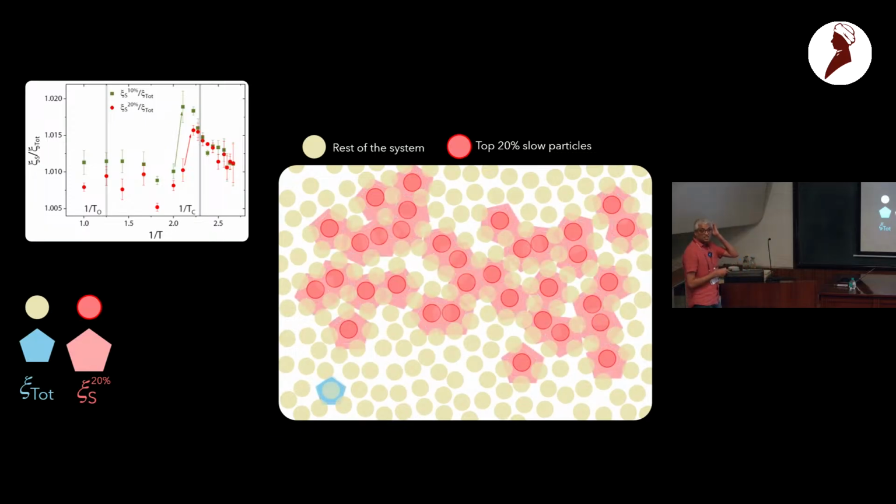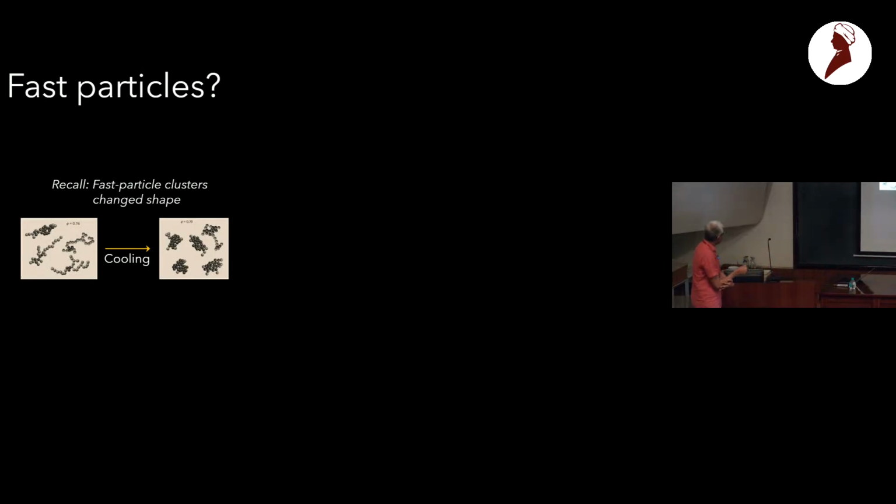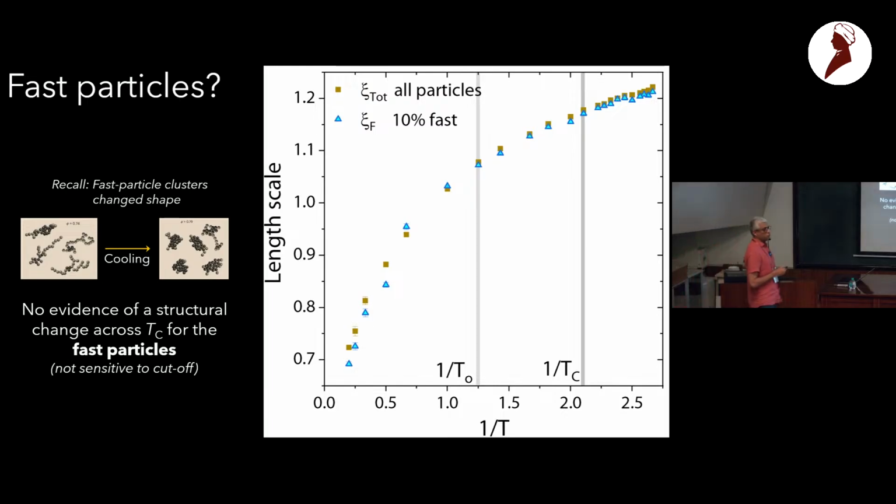Now the thing is, this is all for the slow particles. One can ask, what are the fast particles doing? And please note that the fast particles are the ones that basically had this morphology change as you cool the system. So if at all you see something, one would have thought that this is going to be more pronounced for the fast particles. And what you see for the fast particles is basically nothing. Right across T naught or right across Tc, you do not see any change in the way the slow particles showed it. And we can change the cutoff, and it doesn't matter.